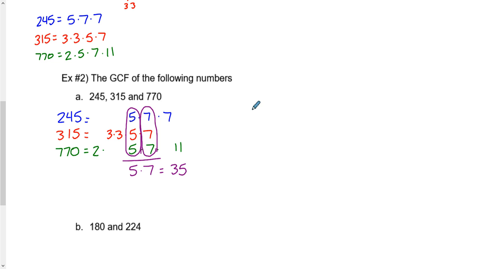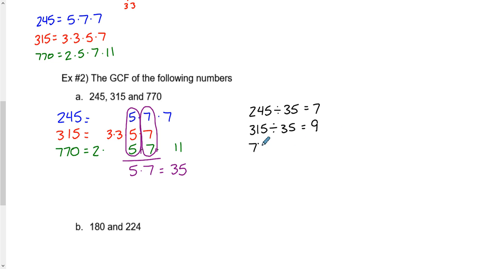The way that I can go farther into that is I can take 245, divide by 35, and I get what? 245 divided by 35, I get 7. Oh, look, that's the number that's left. If I take 315 and divide it by 35, because it is a factor, I'm going to be left with 9. And that's what I type into my calculator, and I get 9.